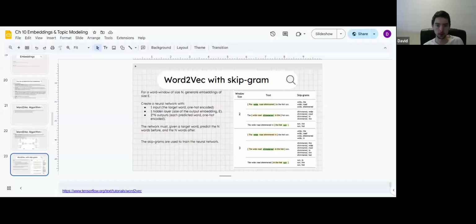Are you able to see my screen with the word2vec with skip-gram slide? Not right now. Okay. Let me present this, I guess. Okay, so you guys can see my screen now, right? Yes.